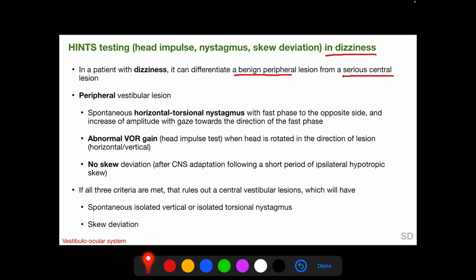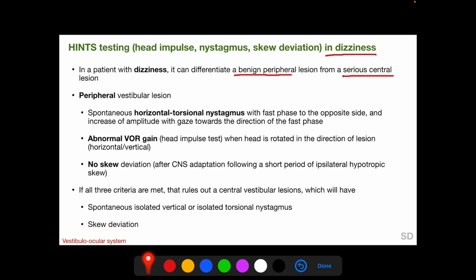As we have seen, the two signs of a peripheral vestibular lesion are a spontaneous horizontal torsional nystagmus with a fast phase to the opposite side and an increase of amplitude with gaze towards the direction of the fast phase, and an abnormal VOR gain, which can be detected with a head impulse test when the head is rotated in the direction of the peripheral vestibular lesion, whether in the horizontal plane or in the vertical plane. Also, after the onset of a peripheral vestibular lesion, there is a very brief period of an ipsilateral hypotropic skew deviation. But following that, there is CNS adaptation and no skew deviation is detected clinically after that.